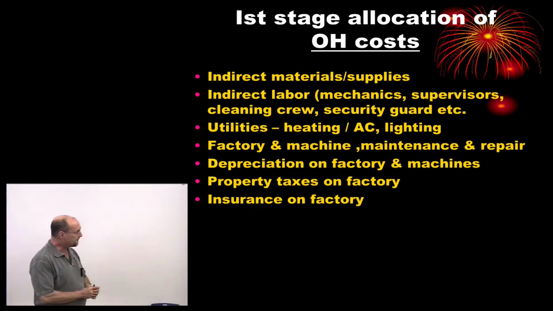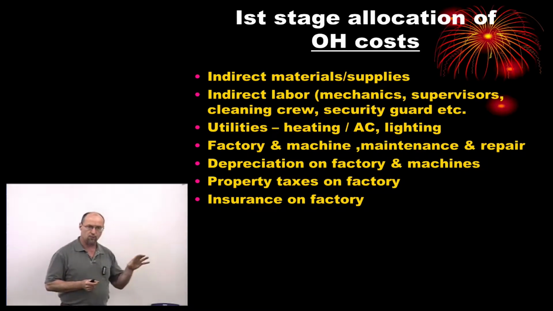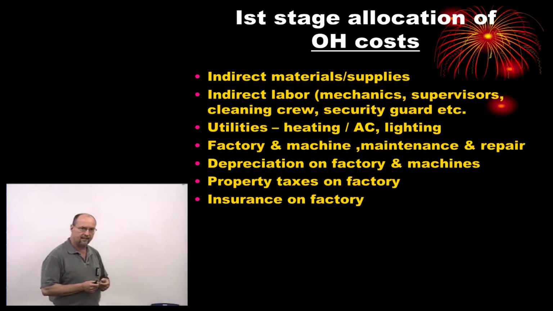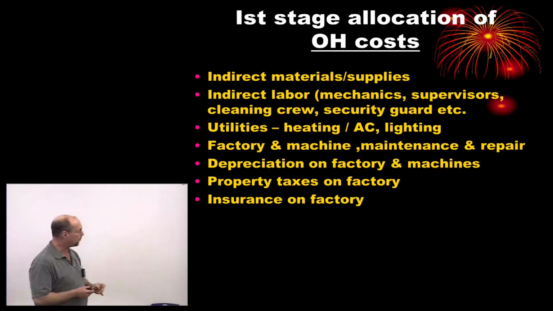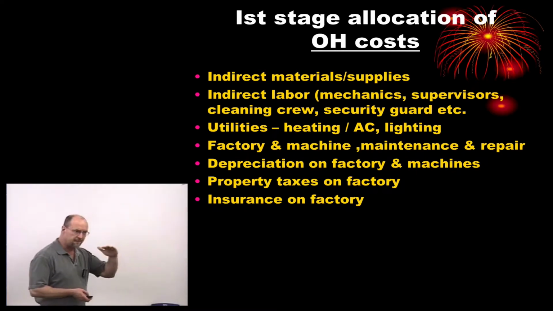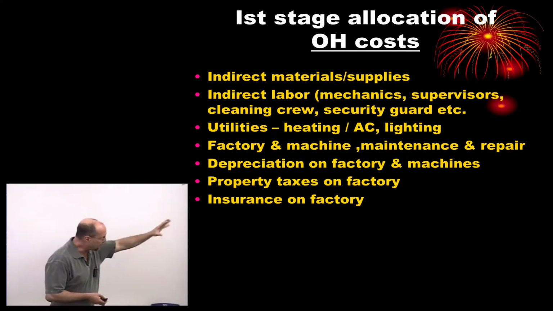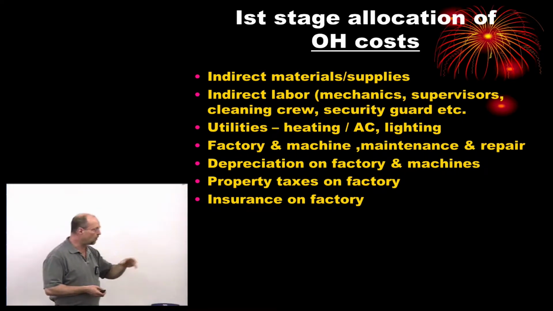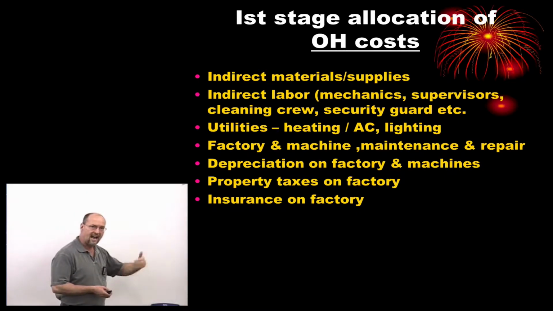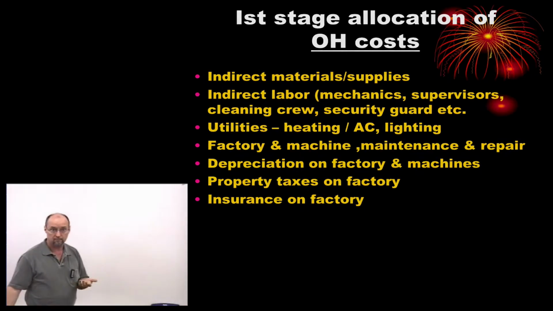Okay, once we've identified the cost pools and the cost drivers, then we have to do what's called a first stage allocation of overhead costs. Now, we're accustomed to thinking about overhead costs from a functional standpoint. Indirect materials and supplies, indirect labor, utilities, factory machine maintenance, depreciation, property tax, insurance, cleaning, security, all those other overhead related costs. That's a functional classification. So we're going to take all of these costs and then we're going to say, all right, well, all these activities are going to be somehow allocated to the 4 cost pools based upon how much of each of these activities those cost pools use.